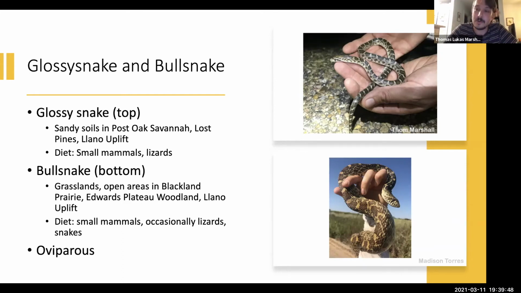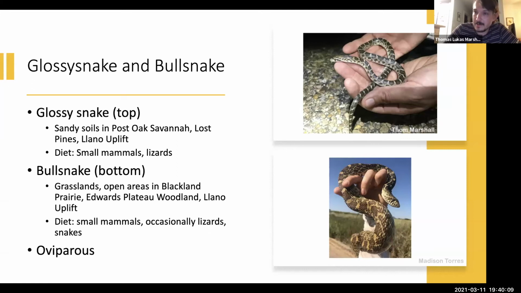They like sandy soils. They burrow in sandy soils. So in central Texas, they're only found where sandy soils are abundant. So here they're found in the post oak savanna and Lost Pines to the east, and in the Llano uplift to the west. These snakes like small mammals and lizards primarily.